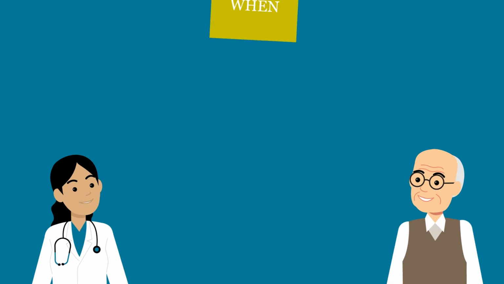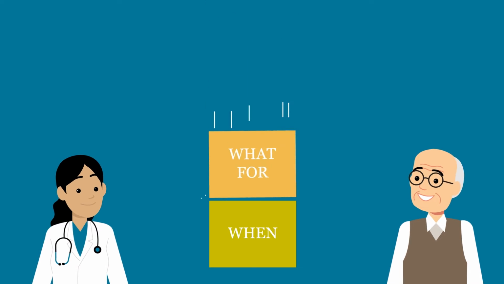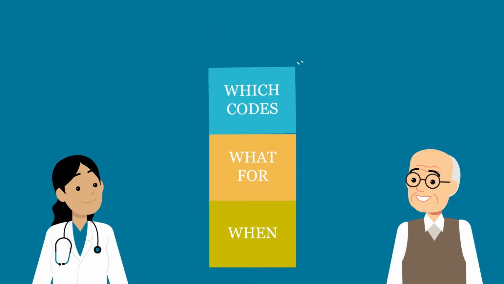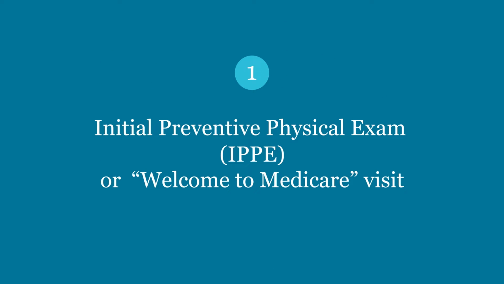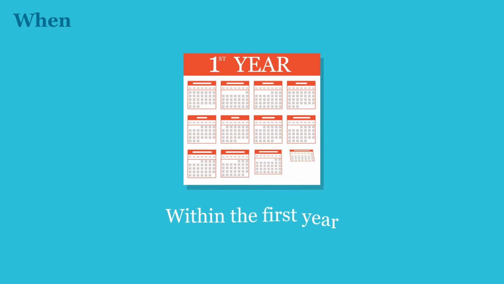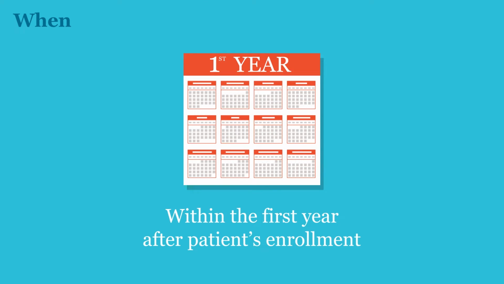Now, let's talk about when you should offer these visits, what each visit is for, and which HCPCS codes should be used. Let's start with the Initial Preventive Physical Exam, sometimes called the Welcome to Medicare visit. This visit should be used within the first year of a patient's enrollment in Medicare Part B. It is covered once per lifetime.